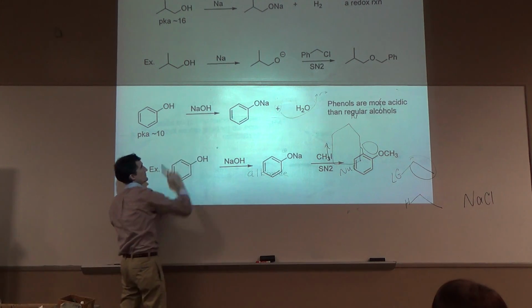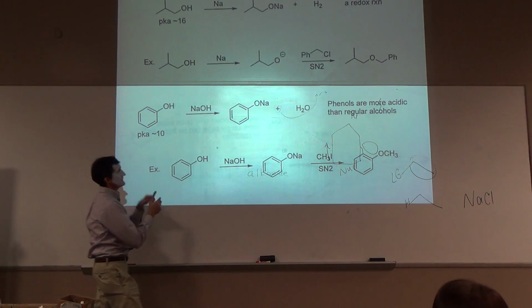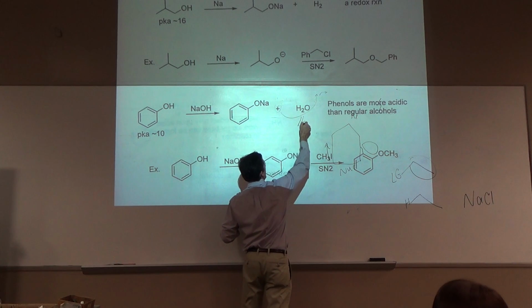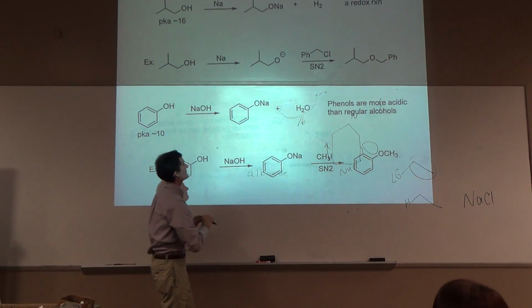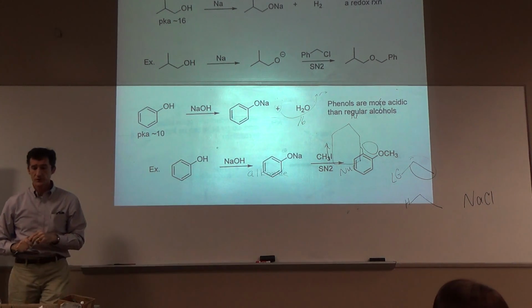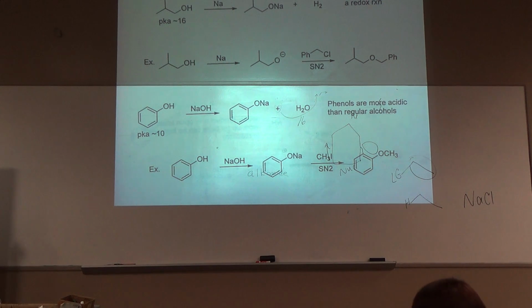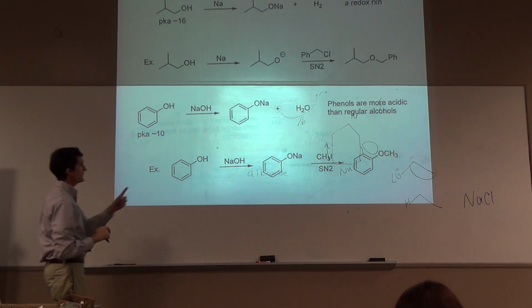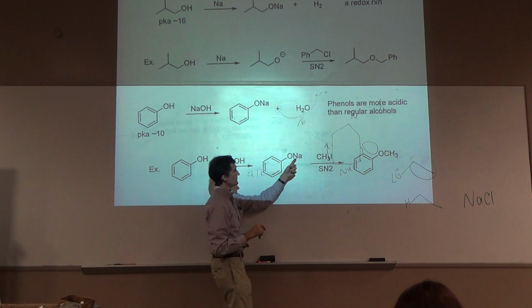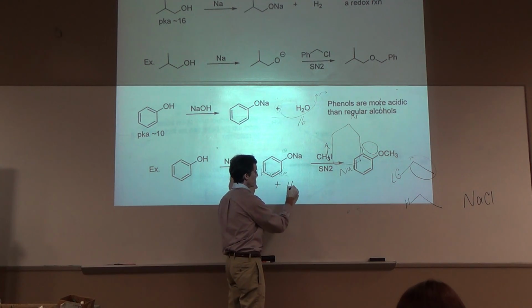Phenols, you can use sodium hydroxide. That's 10. This is 16. This side's favored by 10 to the 6. Sodium hydroxide works with phenols, but not with regular alcohols. So you take a phenol, react with sodium hydroxide, you get the sodium alkoxide plus water.